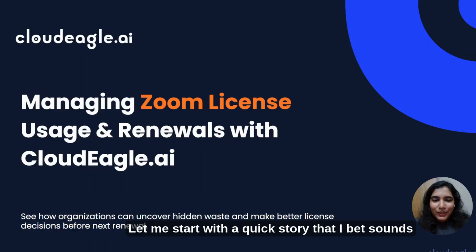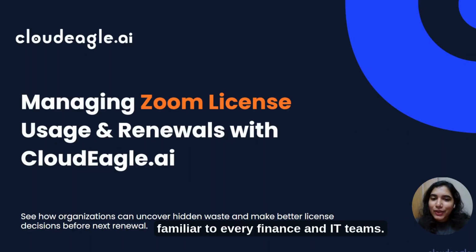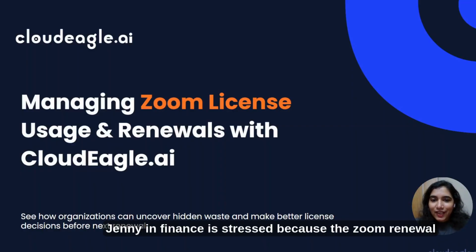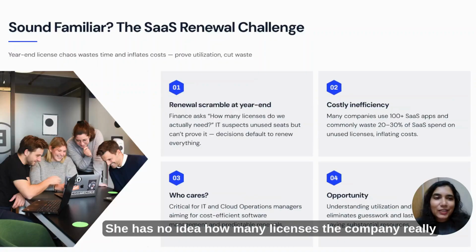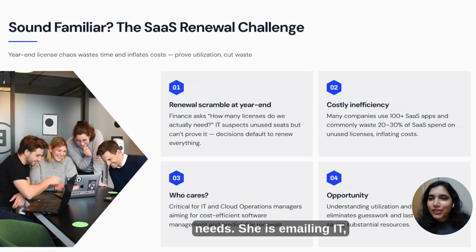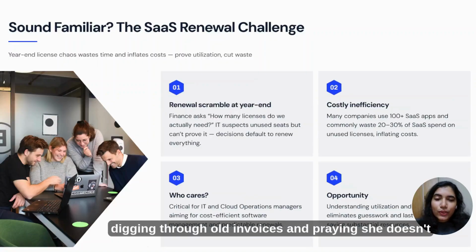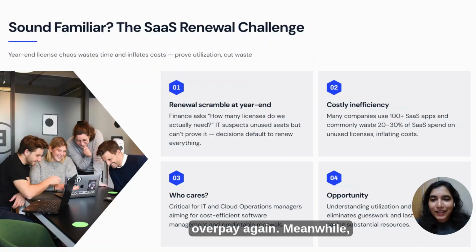Let me start with a quick story that I bet sounds familiar to every finance and IT team. It's the end of the year. Jenny in finance is stressed because the Zoom renewal is coming up. She has no idea how many licenses the company really needs. She's emailing IT, digging through old invoices, and praying she doesn't overpay again.